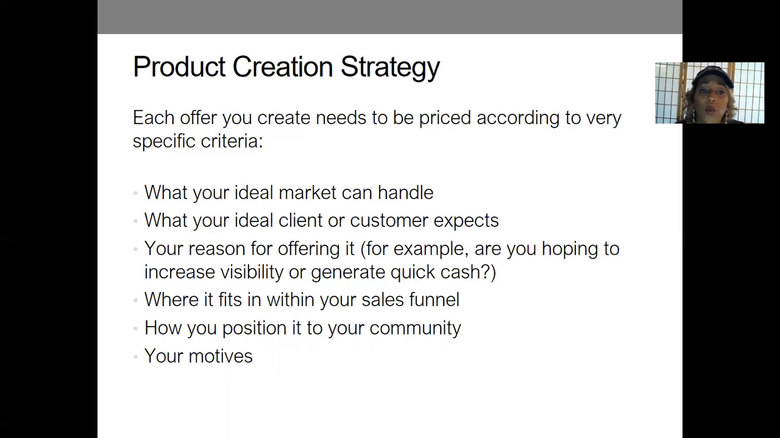The other thing is your reason for offering it. For example, are you hoping to increase visibility, generate quick cash? What is the reason why you're having the offer? And the other thing, where does it fit in with your sales funnel, which we talked about last teleclass, right? The whole sales funnel piece. So you want to make sure that you're talking about your sales funnel. The other thing is, how do you position it in your community and what are your motives? And that's what you think about when you look at your product creation strategy.